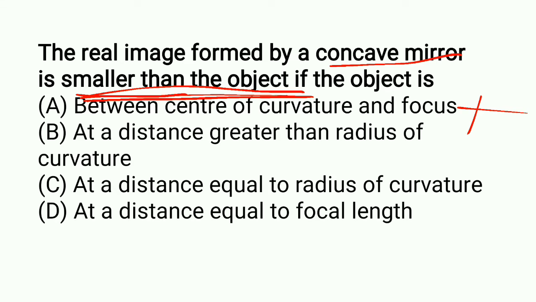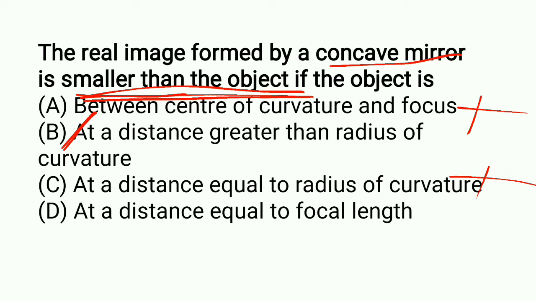And option B, we have at a distance greater than the radius of curvature. If you have kept the object greater than the radius of curvature, that means beyond C, the image is small, that is a diminished image. So option B is just related to the question. Let's check option C also. At a distance equal to the radius of curvature. No. If you have kept the object at the center of curvature, the same size image is formed. So a smaller image will not be formed. So option C is also wrong.